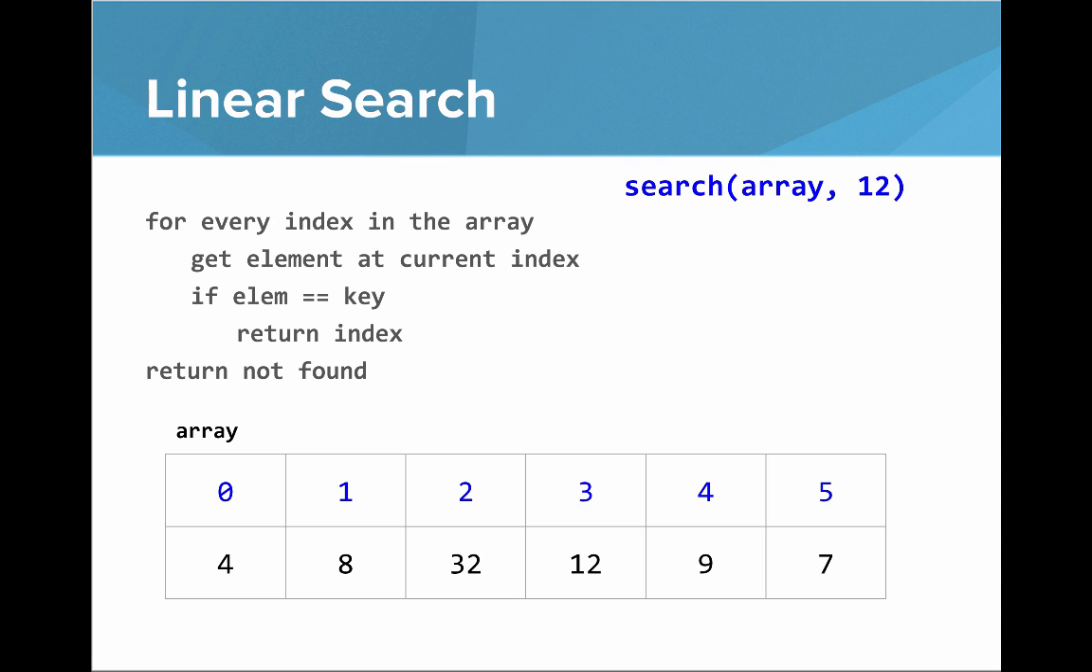So this is what our algorithm will look like. This is our pseudocode for the algorithm. For every index in the array, get the element at the current index. If the element is equal to the key, return the index. Otherwise, return not found.